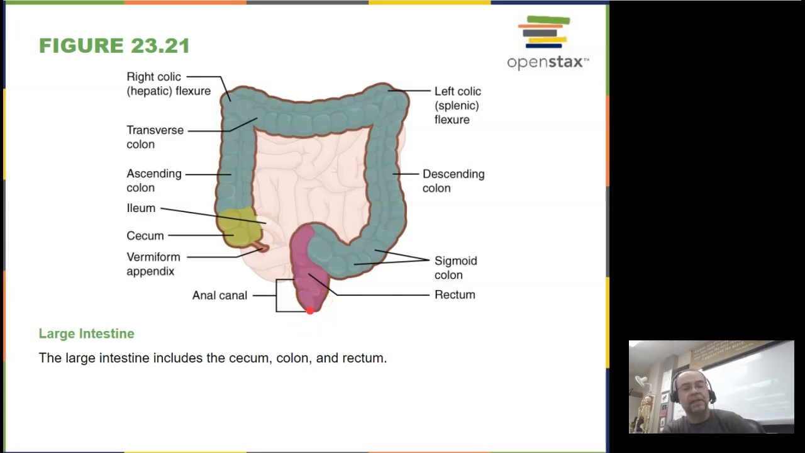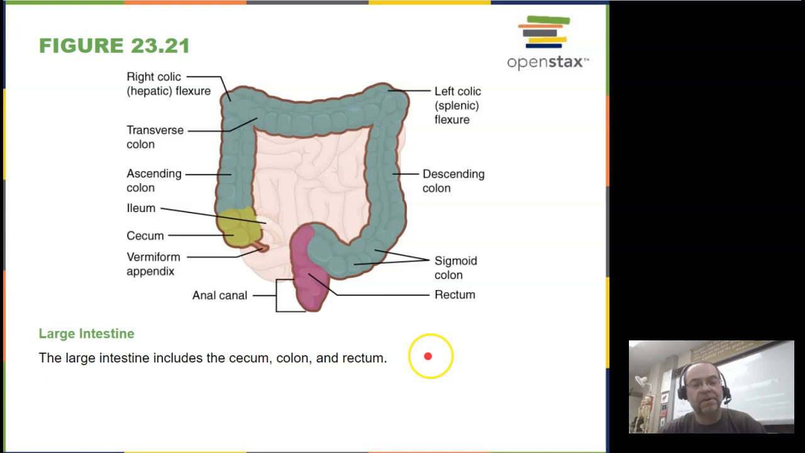So the main jobs of the large intestine are to reabsorb water. If we didn't reabsorb the water that was in our chyme, that was in our digested materials that came from the small intestine, we would dehydrate very, very quickly. So the number one job is to reabsorb water and to form fecal matter or poo.